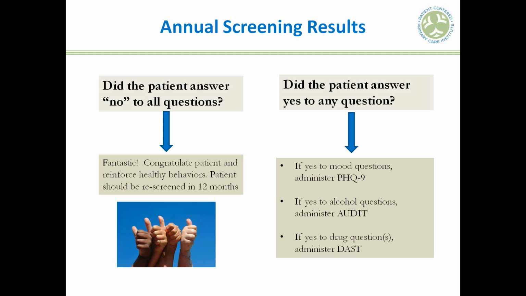Additionally, though, if we have a patient answer yes to any or all of the questions, that's what targets that we know we need to provide a full screening. So here, if a patient answers yes to the mood questions, we would administer the PHQ-9, the AUDIT for the alcohol questions, and the DAST for the drug questions.